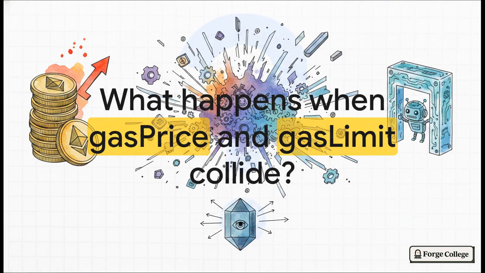But this leaves us with a fascinating and slightly dangerous question for our next lesson. What actually happens in the transaction pool when your gas price and your gas limit collide under the pressure of a highly congested network? Who pays what, and how exactly do validators choose your transaction? We are going to untangle the whole shebang in our next explainer.